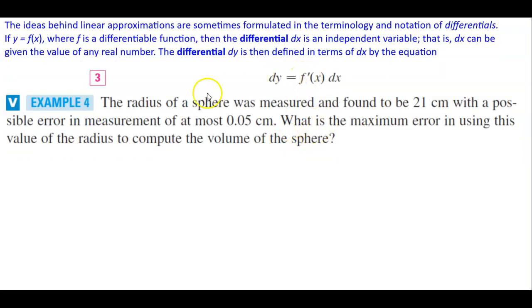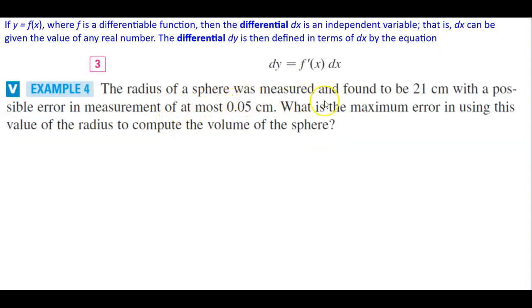So, we're going to use this information for example number 4. Now, the radius of a sphere was measured and found to be 21 centimeters with a possible error in measurement of at most 0.05 centimeters. What is the maximum error in using this value of the radius to compute the volume of the sphere?